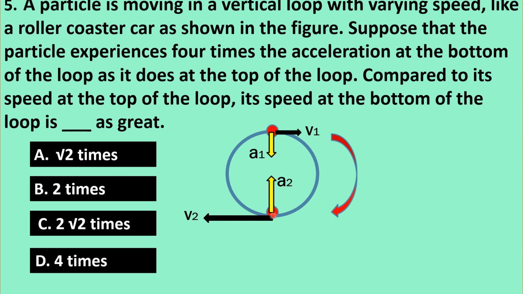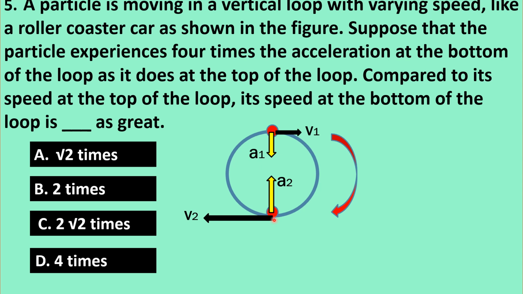Then at the bottom point, we have the tangential velocity. The arrow is longer than the first tangential velocity v1, suggesting that at this point the tangential velocity is much greater than v1. And likewise, for the acceleration a2, the arrow is longer than the arrow representing a1. So this agrees with what we earlier discussed.